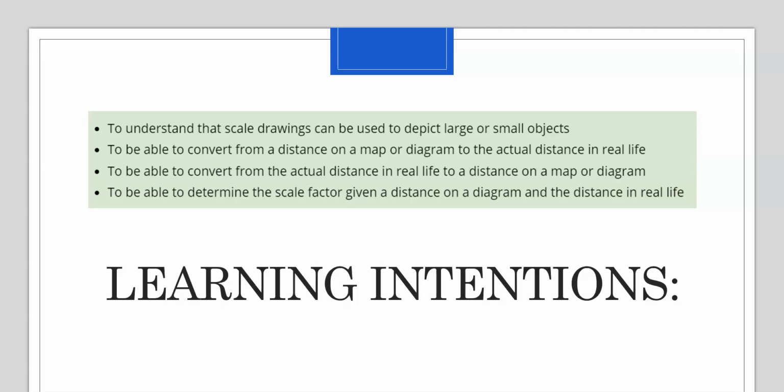Okay, so our learning intentions are to understand that scale drawings can be used to depict large or small objects, to be able to convert from a distance on a map or diagram to the actual distance in real life, to be able to convert from the actual distance in real life to a distance on a map or diagram, and to be able to determine the scale factor given a distance on a diagram and the distance in real life.